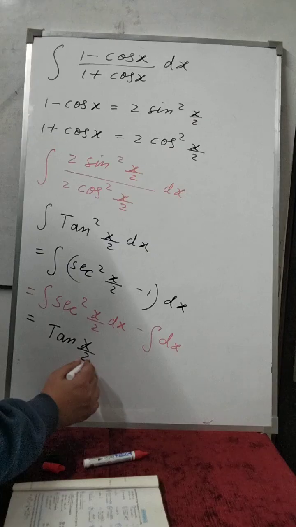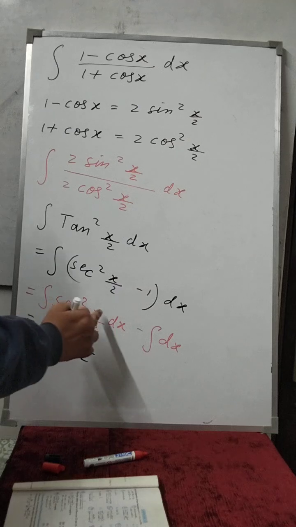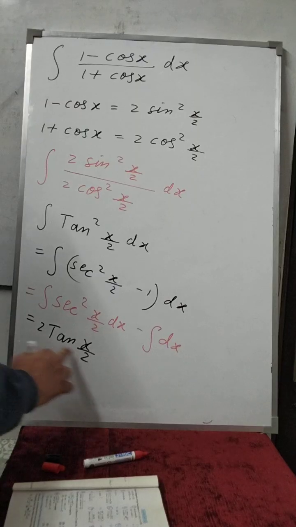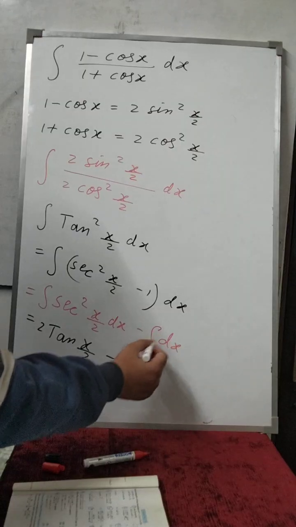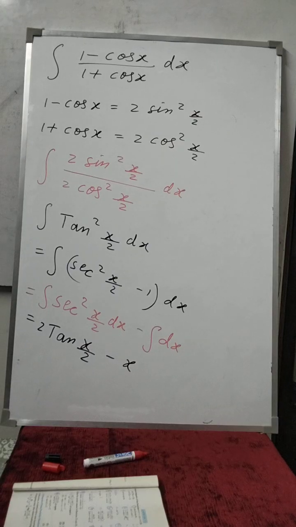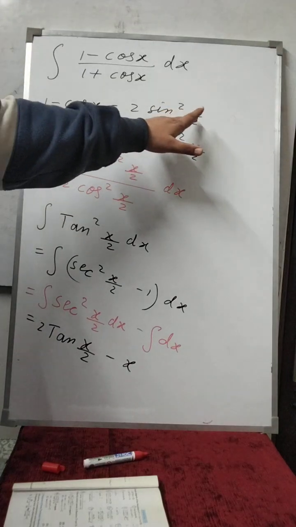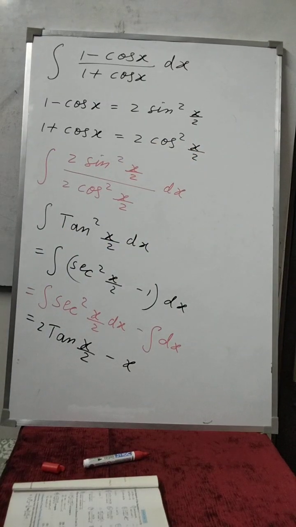x by 2 divided by 1 by 2, which means multiplied by 2. X is multiplied by half, so I have to divide by half. So it will become 2 tan x by 2 minus integration of dx will become x plus constant of integration. So this is the final answer. I don't think it was a tough question. I have just applied the formula. 1 minus cos x will be 2 sin square x by 2. 1 plus cos x will be 2 cos square x by 2. And then I have solved the question.